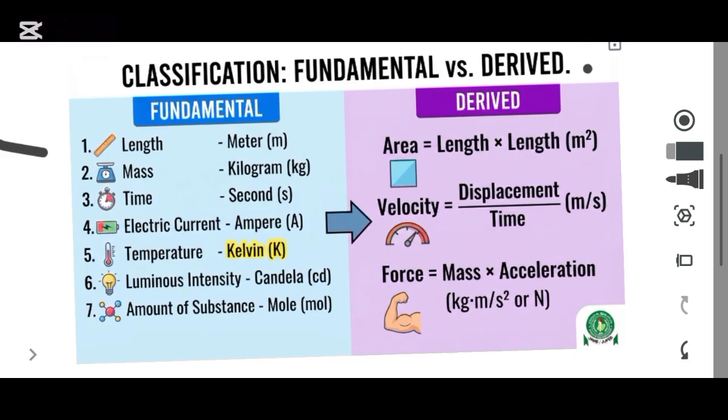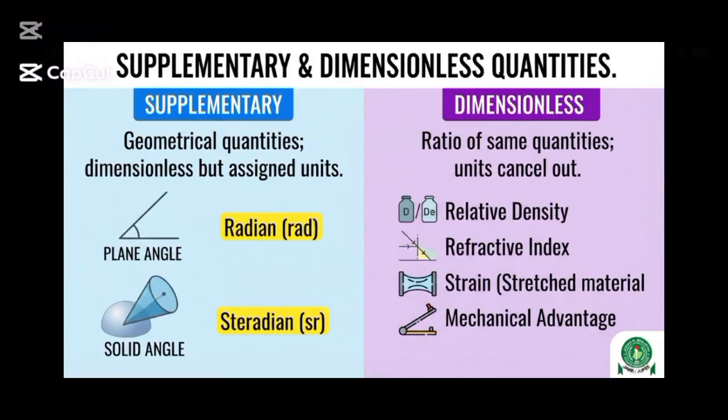Here is what examiners might likely take hold of. Under this classification, we have the supplementary quantities and the dimensionless quantities. Sometimes students get confused, thinking everything must be either a fundamental quantity or a derived quantity. Newsflash, it's not always so. Physics has a special category of pure geometry.